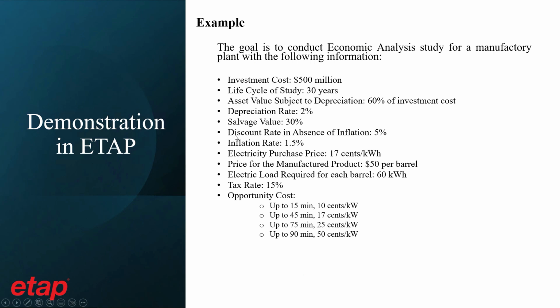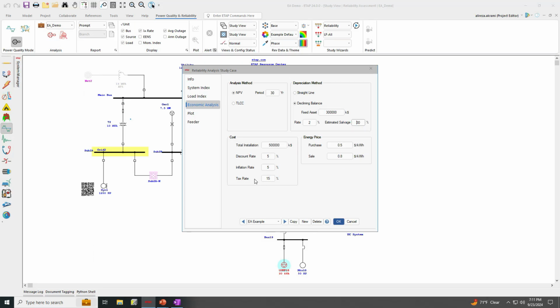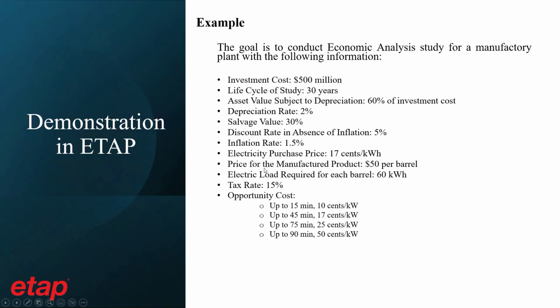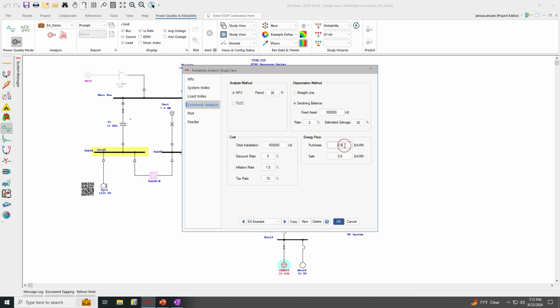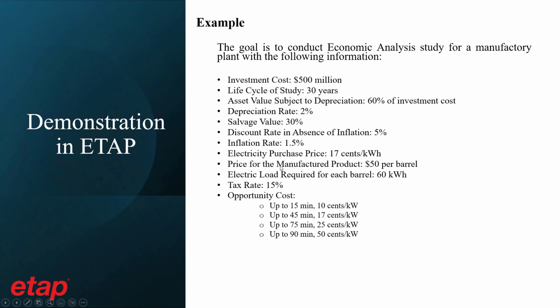It also says that the discount rate in absence of inflation is 5% and the inflation rate is 1.5%. So as I said, this is the discount rate in absence of inflation, so we'll leave it as 5%. And then we just change the inflation rate to 1.5%. Then it says that the electricity purchase price for this industrial plant is 17 cents per kilowatt hour. So we change the purchase price to 17 cents per kilowatt hour.